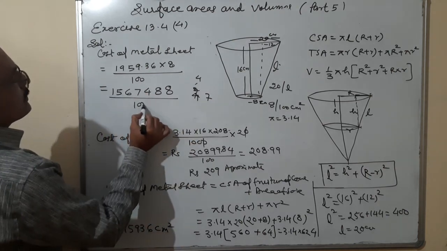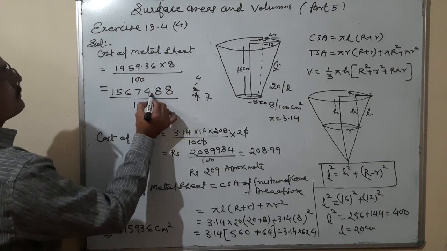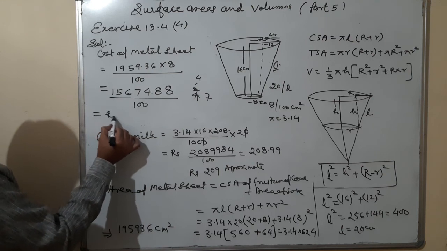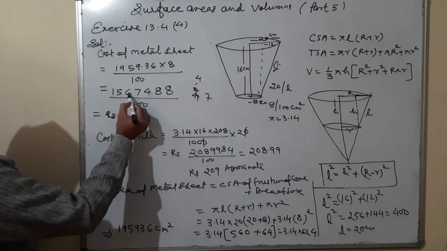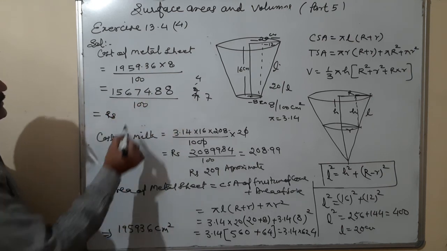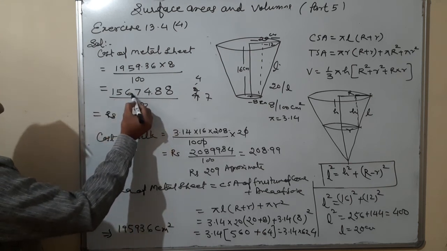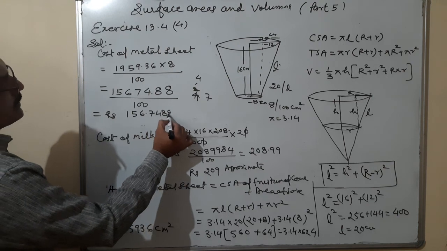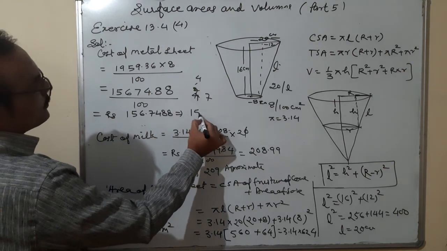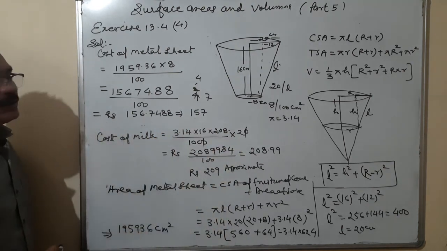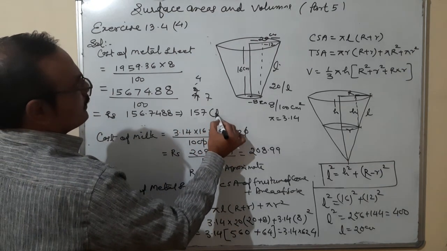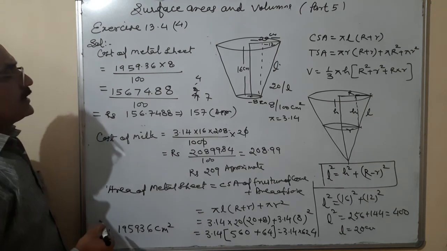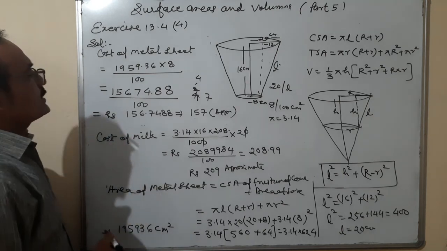Upon 100, after the decimal there are two numbers. Okay, this is the amount in rupees. So 15674.88 divided by 100, the decimal will be shifted here. 156.7488, and the approximate is 157. Okay, so what is the answer? Answer: the cost of the metal sheet is rupees 157.